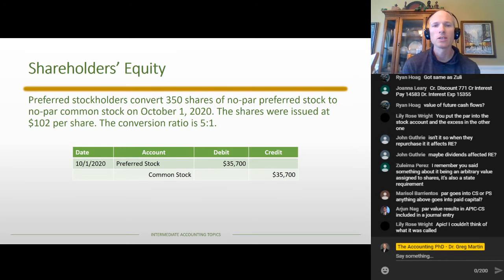Now, in this case, the conversion ratio of 5-1 really doesn't matter because both are no par. The only time the conversion ratio really matters is if common stock has a par value. If it has a par value, then you really need to know how many shares are being issued. As a practical matter, obviously we want to know that there are 5 times as many shares being issued, but from the journal entries perspective, because there isn't a par value, it has no impact on the journal entry.